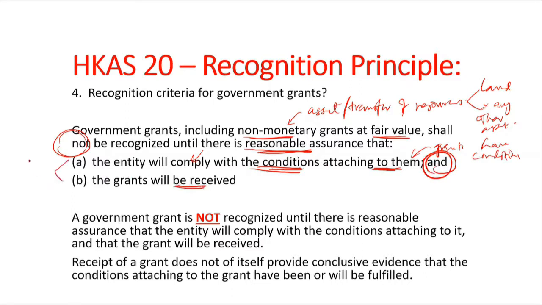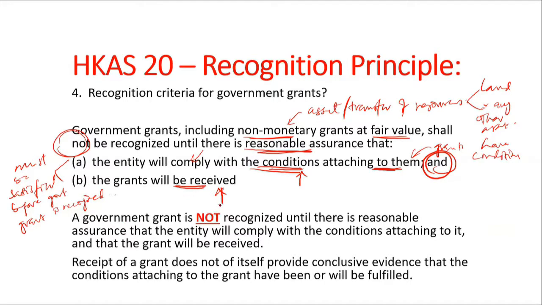So these two things must be satisfied before government grant is recognized. So there are going to be conditions, and it should be reasonably assured that the business is going to meet those grant conditions. Plus, the grant will be received. There is a reasonable assurance that the grant will be received by the business from the government.